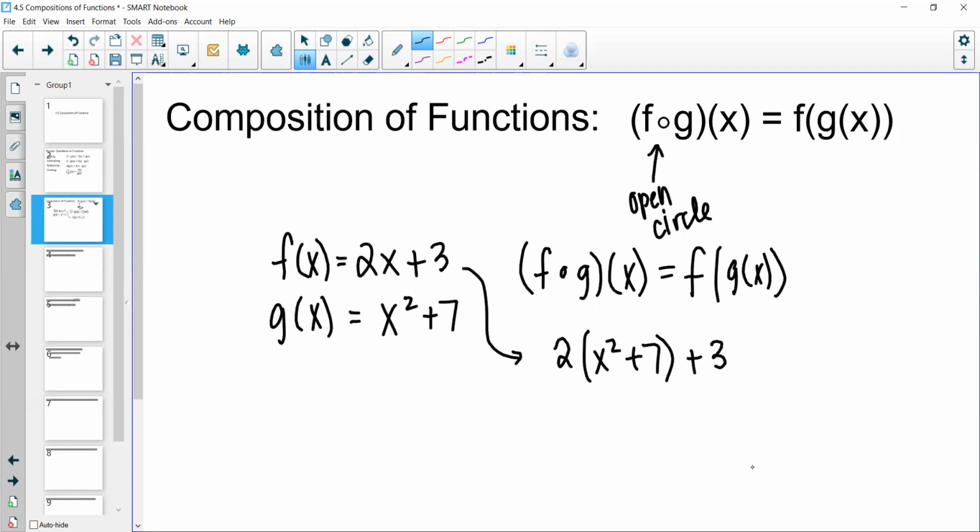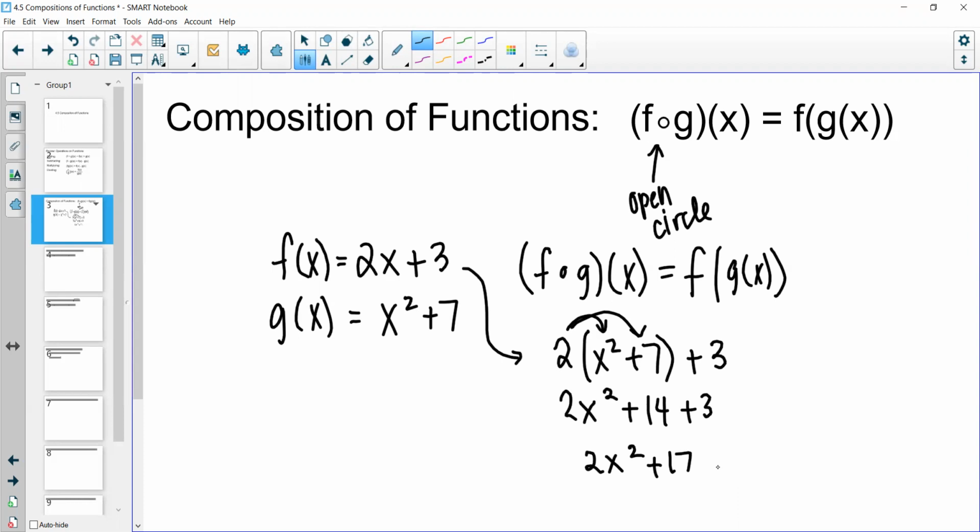And so typically when we find the composition of a function, we don't just leave it at this point, but we actually expand it out so that we have the most simplified function here. So I'd multiply all of these by 2 using that distributive property, and we'd get 2x squared plus 14 plus 3, or 2x squared plus 17. So that's basically how we find the composition of a function.